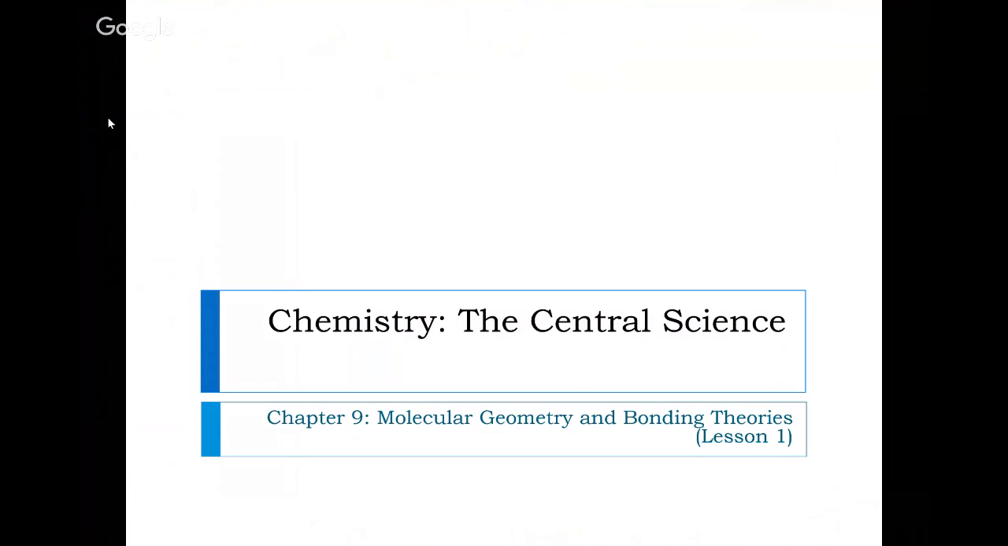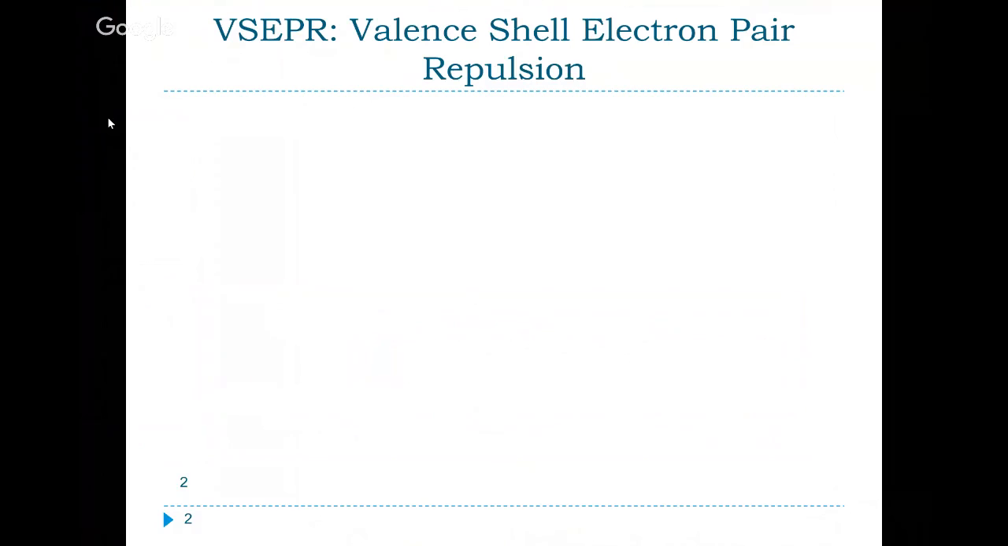Chemistry, the Central Science, Chapter 9, Molecular Geometry and Bonding Theories, Lesson 1. So in the last chapter, we looked at how to draw Lewis structures. Now we're going to look at some bonding theories. The first one we're going to look at is called VSEPR, or valence shell electron pair repulsion.